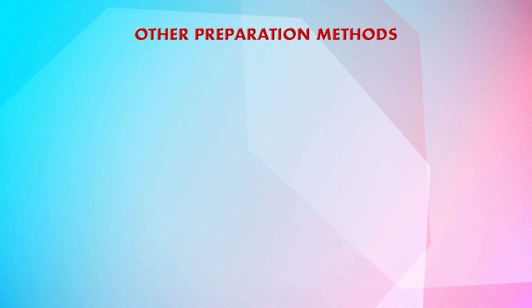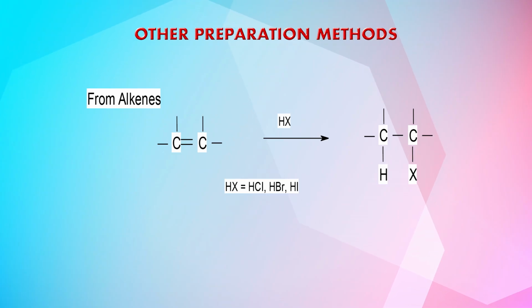The second method by which we can prepare alkyl halides, and it is a very, very important method, is by addition of halogen acids to alkenes. The reaction of a halogen acid with an alkene is an example of electrophilic addition reactions, in which the double bond between carbon atoms is a region of high electron density. So the HCl, or any halogen acid, will add across this double bond.